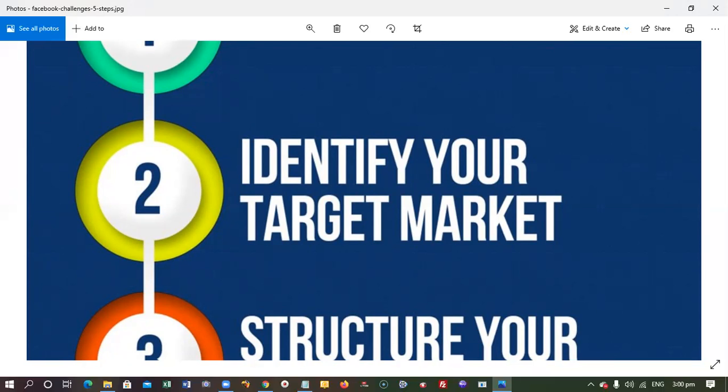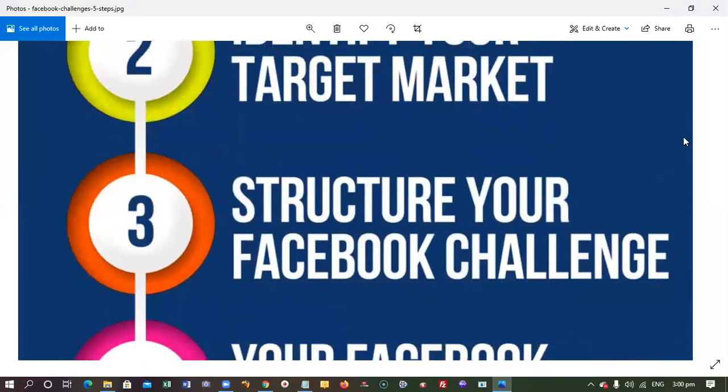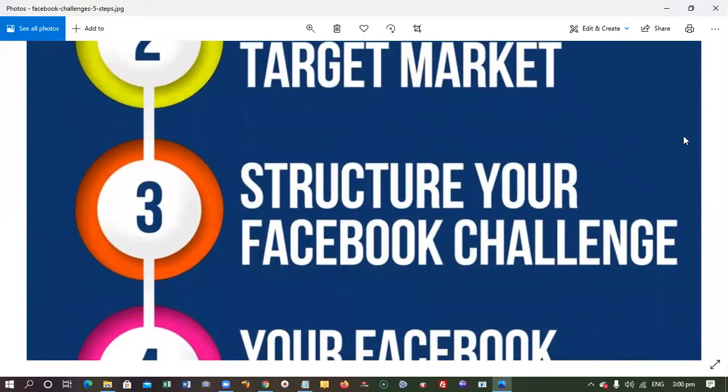The third step you need to follow is to structure your Facebook challenge. Now you know your audience, you know your call to action, or where you want to send them to, or the end results that you want to achieve. What is the third step? Structure your challenge. How do you structure it?